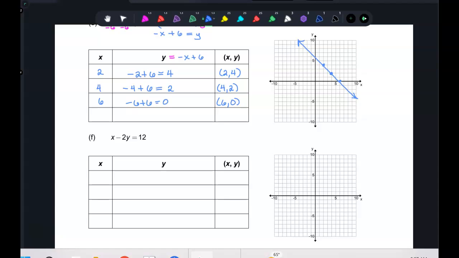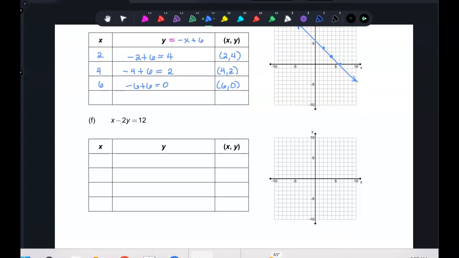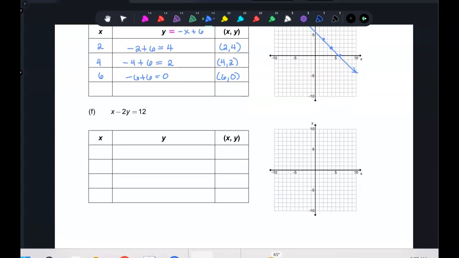Okay, last one. We're going to isolate y first, so plus 2. I want to isolate negative y, so I have to get rid of the x. Okay, so I have negative 2y equals negative x plus 12, because this is a positive 12. So 2y equals 12 minus x.